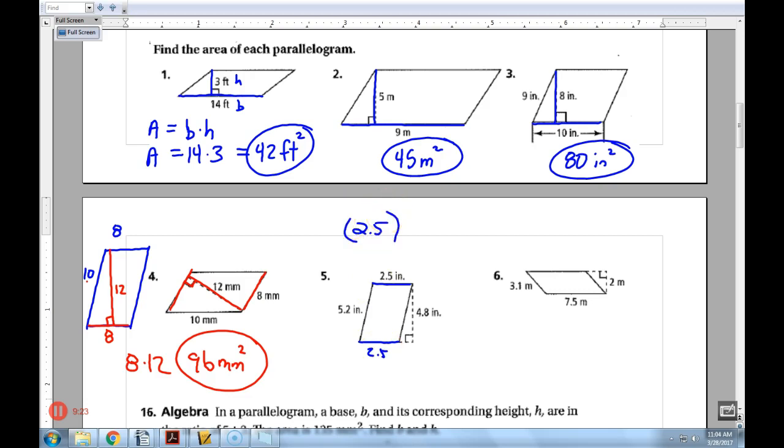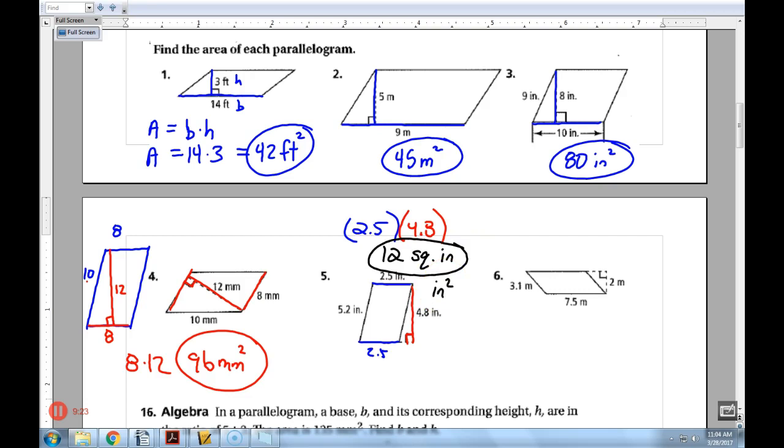My height is actually outside the parallelogram. So the height between the two bases, and I'm always looking for that perpendicular line, is out there. So it's 4.8. So 4.8 times 2.5 would be 48 quarters. That'd be 12. So 12. And another way to write this would be square inches. Okay, if you like that way you can, but usually it's written like that as shorthand.